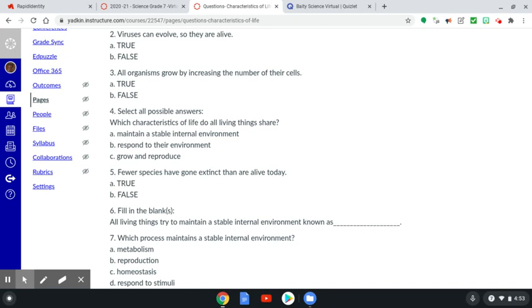4. Select all possible answers. Which characteristics of life do all living things share? And that would be they maintain a stable internal environment, they respond to their environment, and they grow and reproduce. So it was A, B, C, and D. A, B, and C. There is no D.